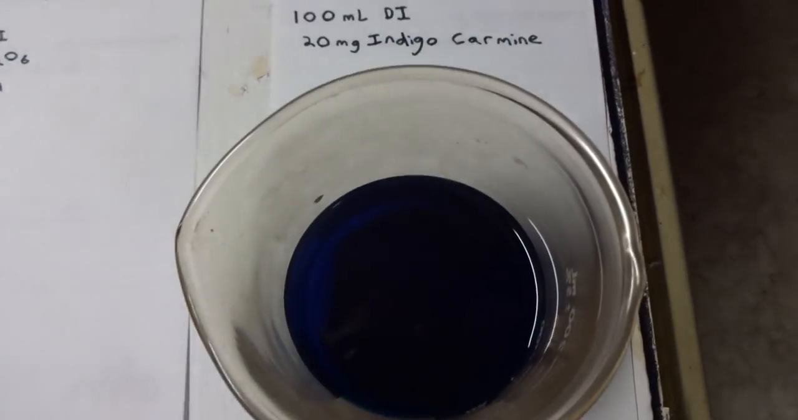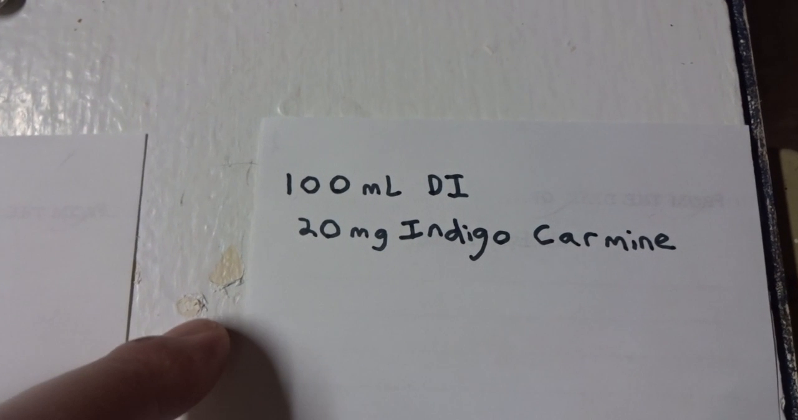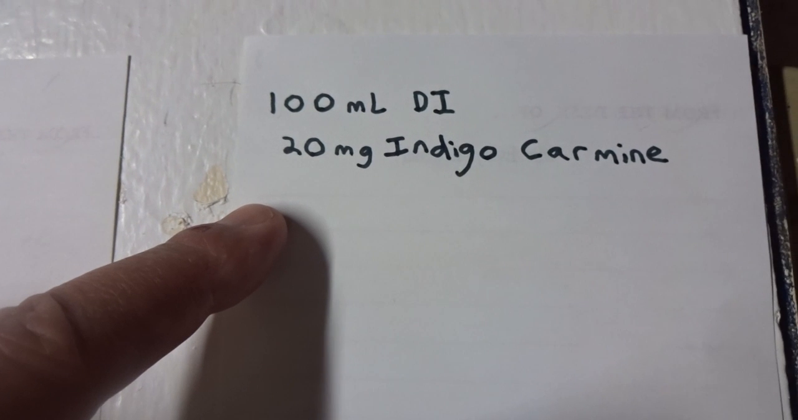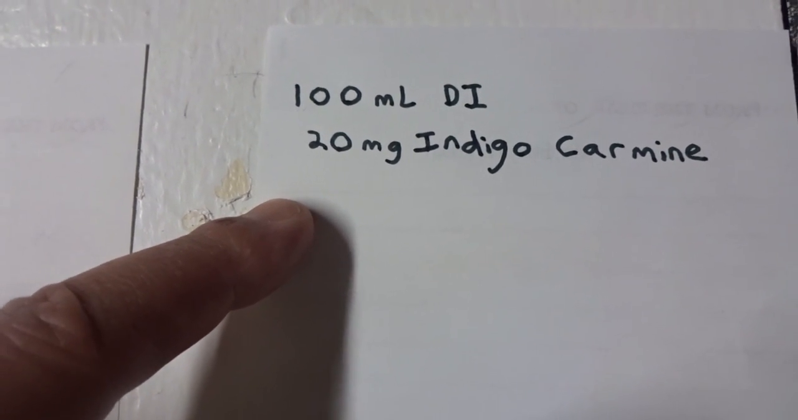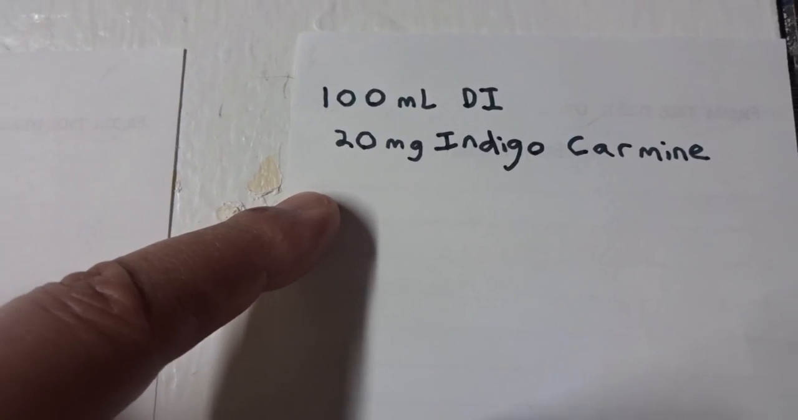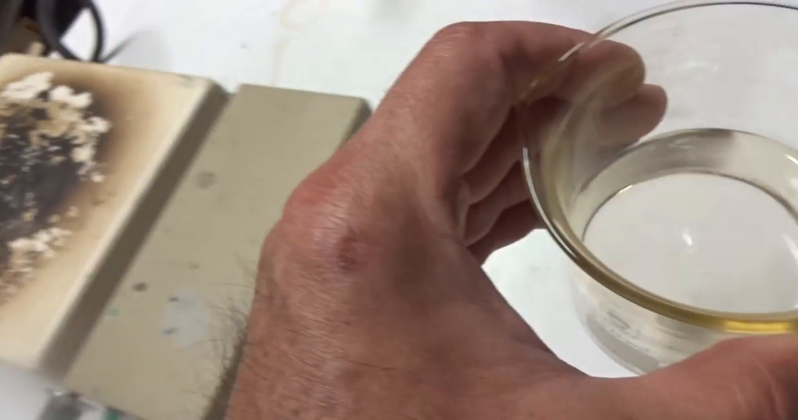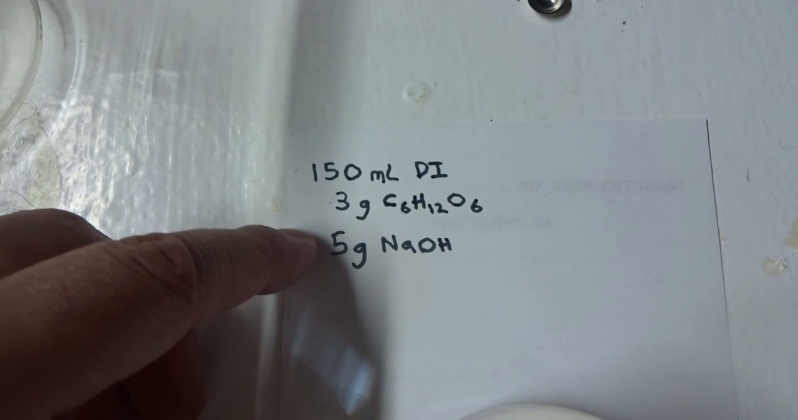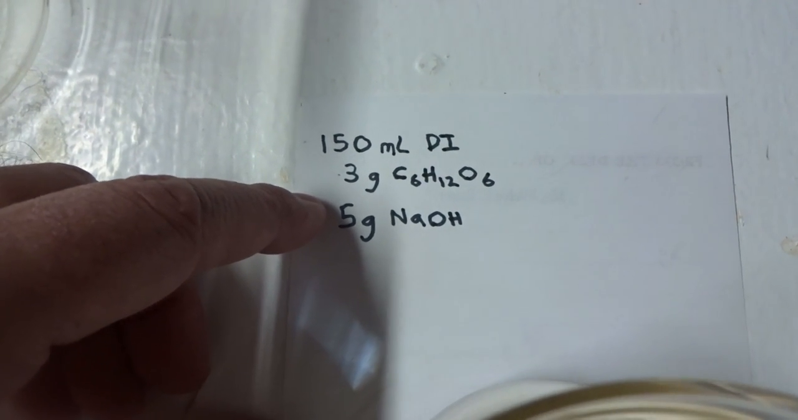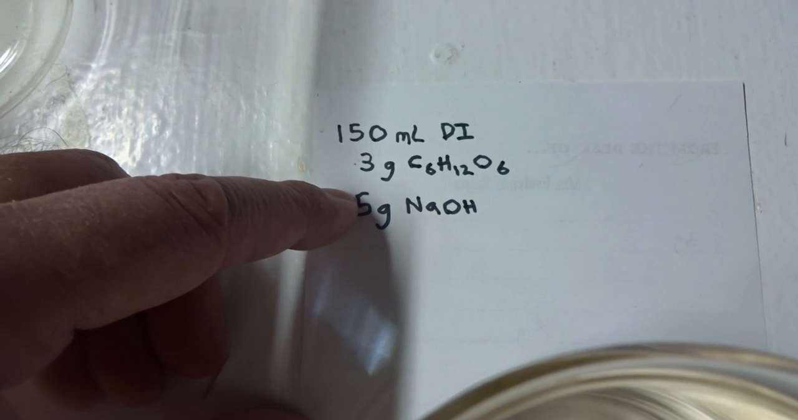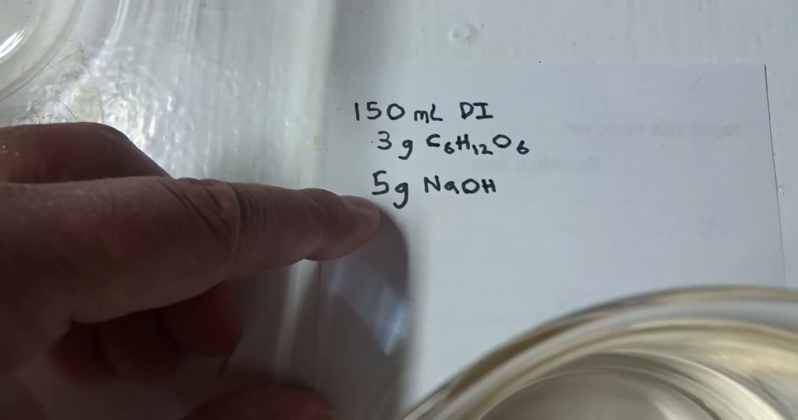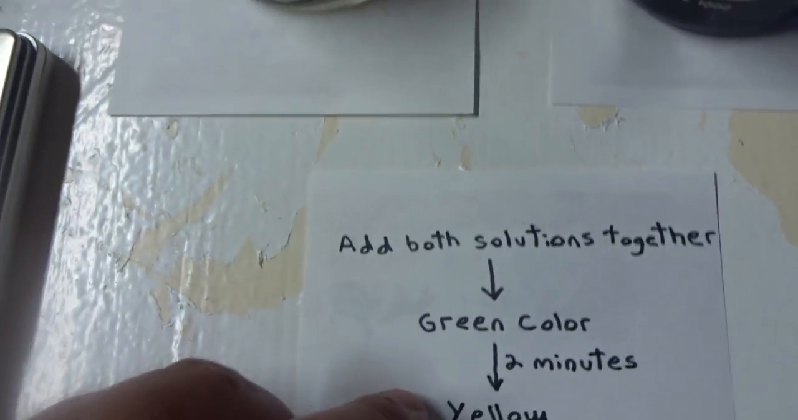I have in this beaker 100 milliliters of deionized water and 20 milligrams of indigo carmine, which is a dye that will act as an indicator. In this beaker, I have 150 milliliters of deionized water, 3 grams of glucose, and 5 grams of sodium hydroxide. Now, I'm going to add both solutions together.